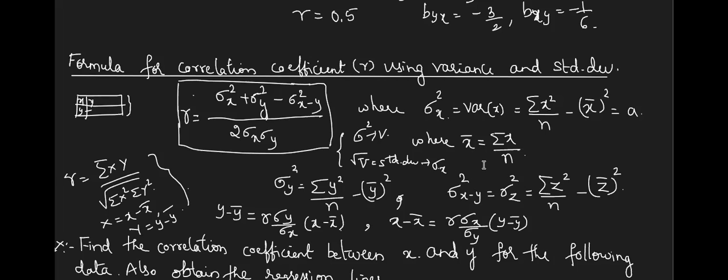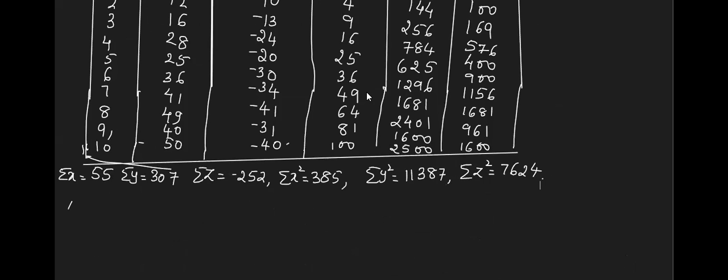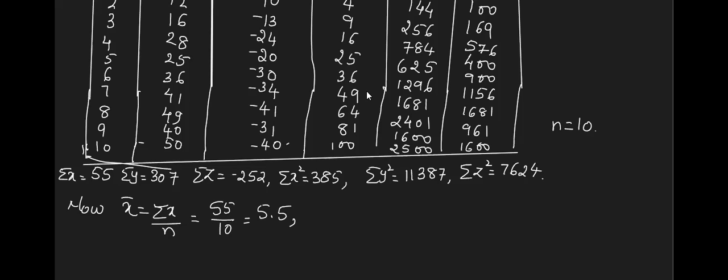Similarly y bar and z bar. Then we can go for the variance calculation easily. Let us go in order. X bar is summation of x divided by n. What is n? How many set of values given? 10. Let us take it now. Summation x, 55 divided by 10 means 5.5. It's a mean of this. Similarly, y bar is summation of y divided by n, which is 307 divided by 10.